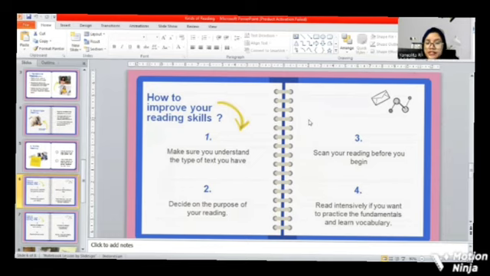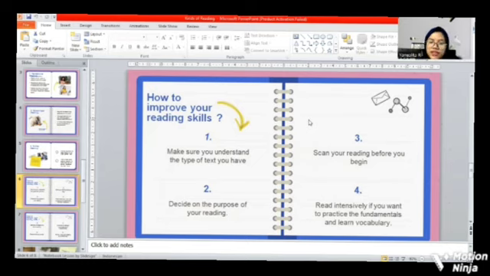And the third is scan your reading before you begin. Whatever the purpose of your reading, taking a few minutes to look the piece over is very helpful. Check and see how the work is structured and presented.